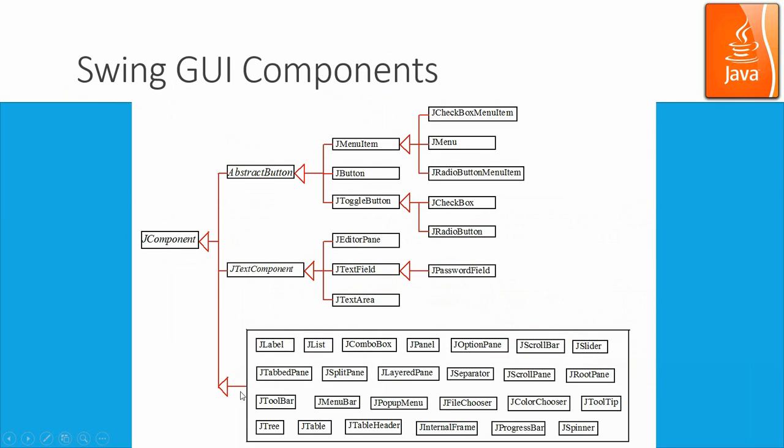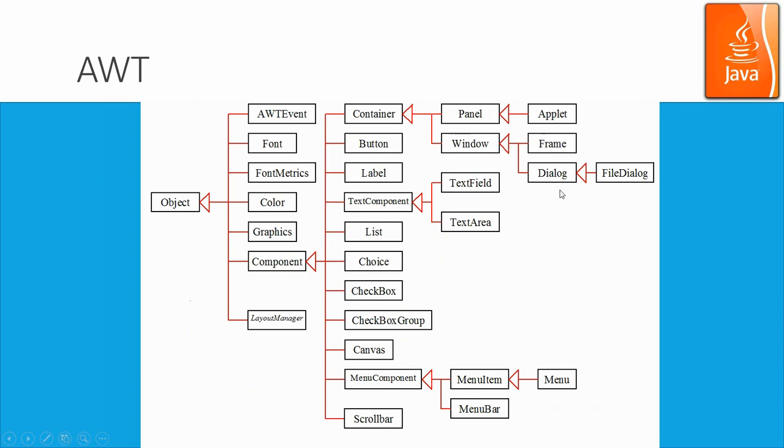GUI components are inheriting the Component class, and it has the buttons, text components for text field, password field, text area, and editor pane, and also various other buttons over here. So these are the components for the Swing package. AWT has this class hierarchy. You have the helper classes, you have the component, you have the layout manager, and from components, you have different containers, button, label, text component, list, choice, checkbox, checkbox group, canvas, menu components, and scroll bar.